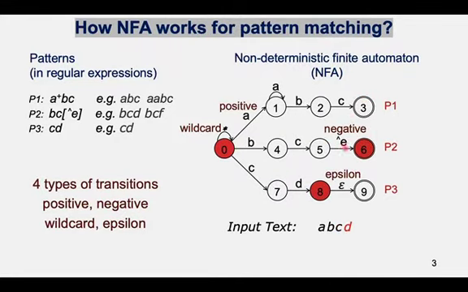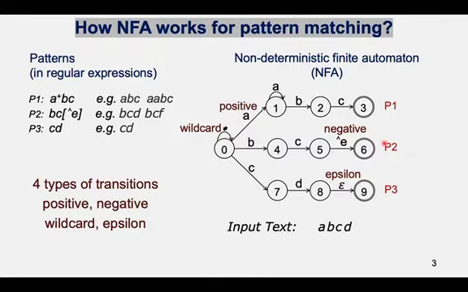We see that there is a negative transition E from state 5 to state 6. Negative transition takes place when the input symbol does not match the transition symbol. In this case, D does not match E, so state 6 is activated. Also, with input D, state 8 is activated on a positive transition. Last, there is an epsilon transition between state 8 and state 9, which means state 9 will be active immediately when state 8 is active. So actually, in this case, all of our 3 patterns are found because states 3, 6, and 9 are activated.